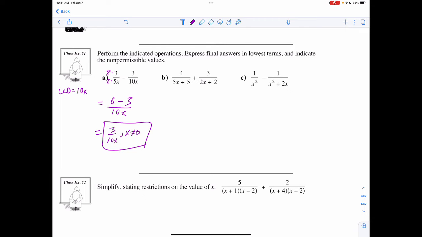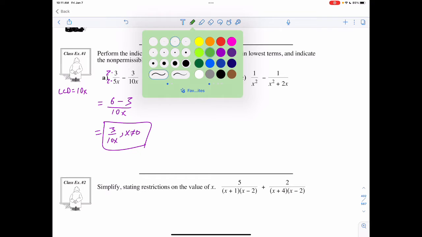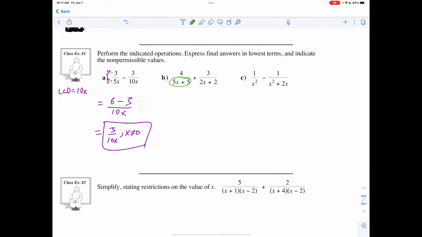When I get to example B, I can see that I have binomial denominators, and they can actually both be factored down. So that's where I'm going to start. I'm going to say that this is going to be equivalent to 4 over 5 bracket x plus 1 plus 3 over 2 bracket x plus 1. And we can see, just like in the previous example, we have a common factor. In this case, it's the x plus 1.